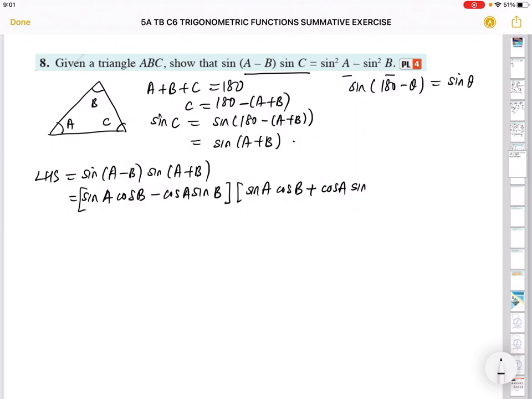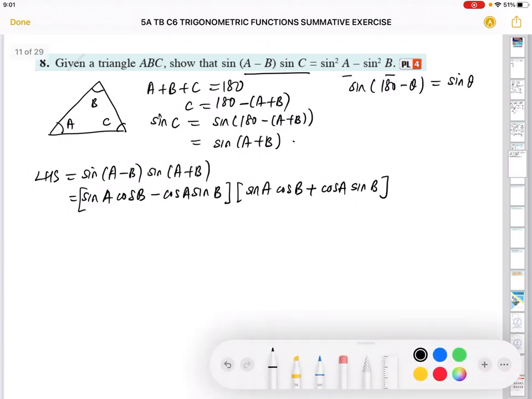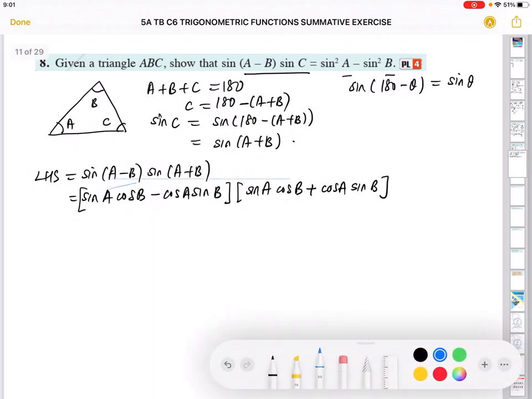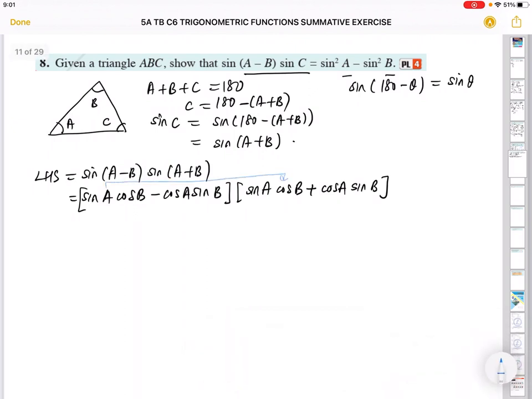Okay, the next thing is let's expand. I know this is a bit troublesome. It's a bit hard to see, but 1, 2, 3, and 4, you can multiply 4 times. So the first one, sine A times sine A is sine square A, right? Because you're actually taking sine A cos B times sine A cos B, so it's sine square A cos square B.